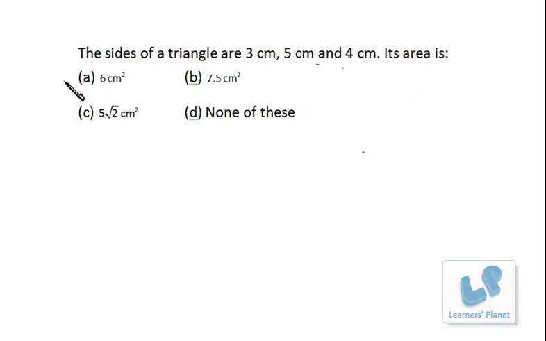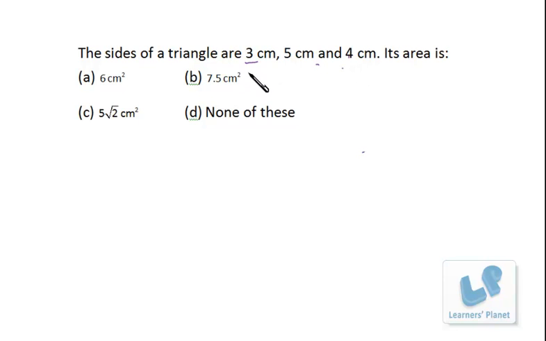Now let's see this question. The sides of a triangle are 3 centimeter, 5 centimeter and 4 centimeter, and we have to find its area. Now friends, if you can just have a recall, these three sides represent a Pythagorean triplet, that is 3, 4 and 5, that we have discussed just before some time, right? Now 3, 4, 5, if they are representing Pythagorean triplet, that means these three sides are forming a right angle triangle, and it's easy to find out the area of a right angle triangle.